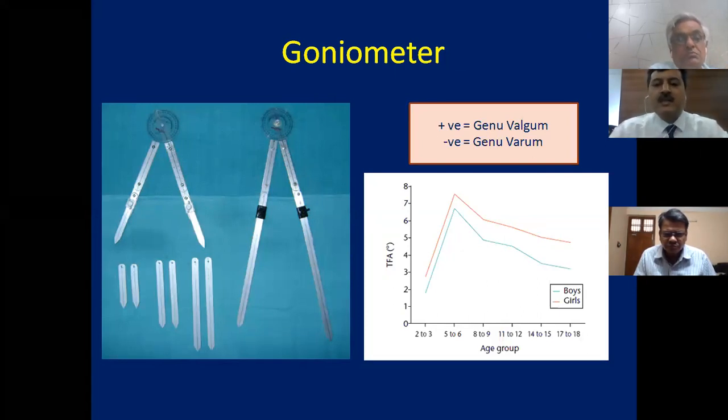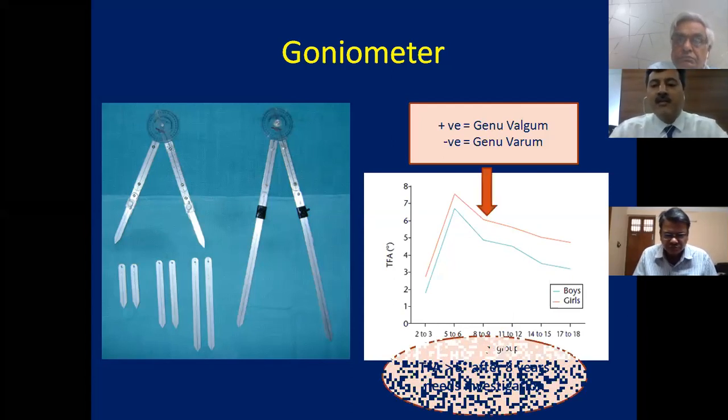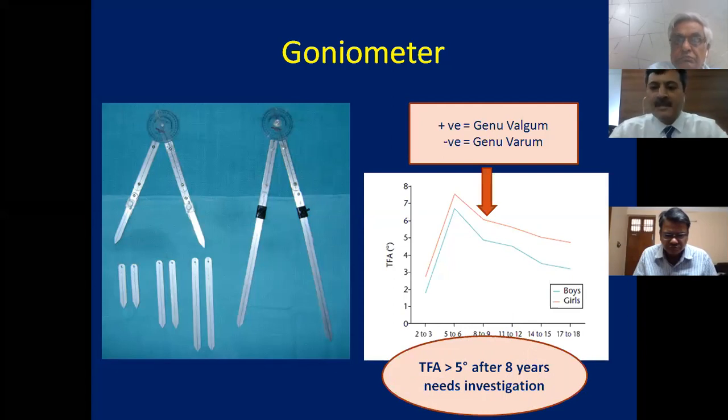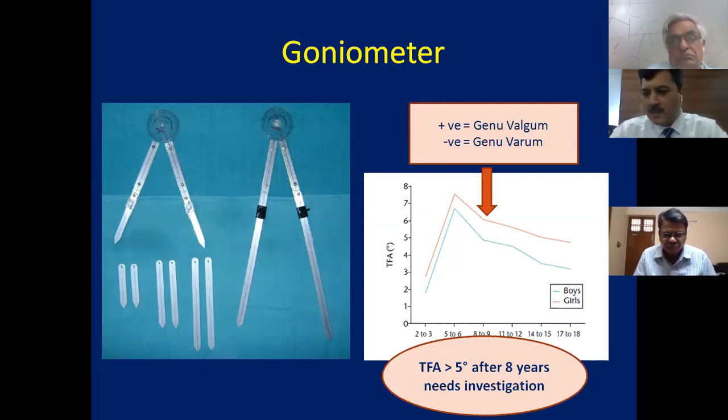Now, if you see this data of Indian children, most of the children have a positive angle of 2 to 3 degrees when they turn 2 years of age. So when you measure with this goniometer and you find a plus 2 or 3 degree angle, this is Genu valgum, and most of the children after the age of 2 years turn positive, and they reach the peak somewhere around 6 years, and they come back at around 8 years. And you can also see from this graph that girls have a little bit more Genu valgum compared to boys.